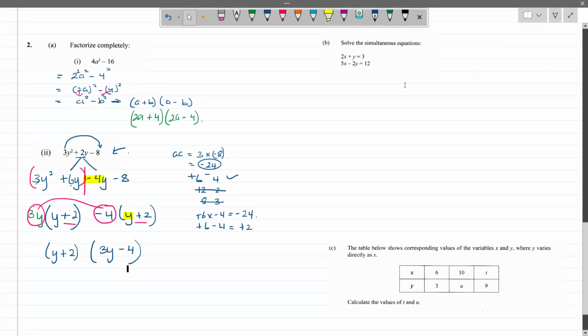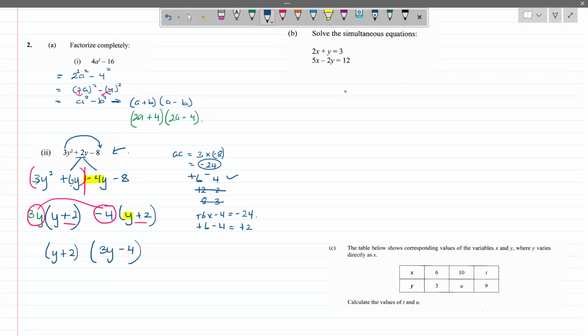Next question is to solve the simultaneous equation. We have here 2x plus y is equal to 3, 5x minus 2y is equal to 12. They didn't specify which method to use, but in a case like this, I would probably use my substitution method because I have what I refer to as a lone y here, a y standing by itself, right? So I can make that y the subject of this formula by moving this 2x across. So I get y is equal to 3 minus 2x.